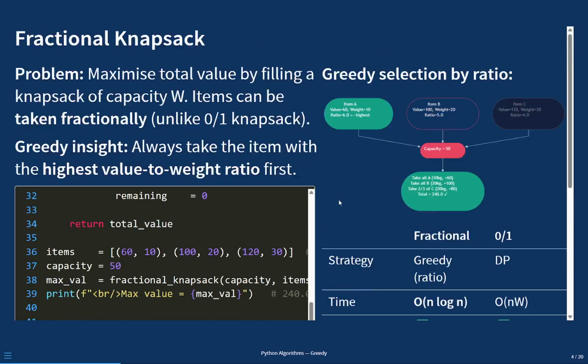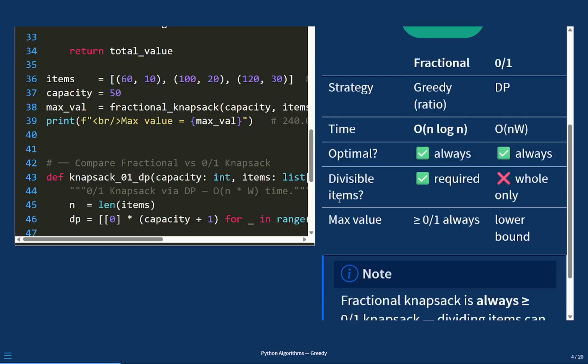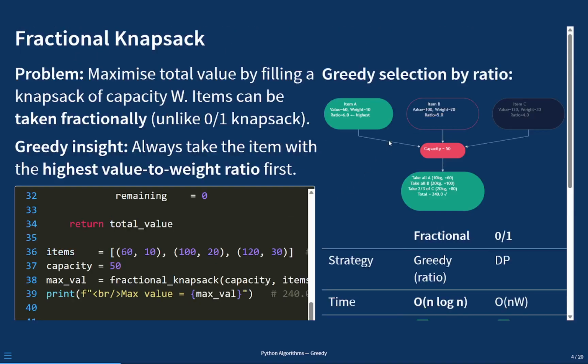Remaining capacity, 20 kilograms. Take 2/3 of C, 20 kilograms, 80 more value. Total, 240.0, which is provably optimal.